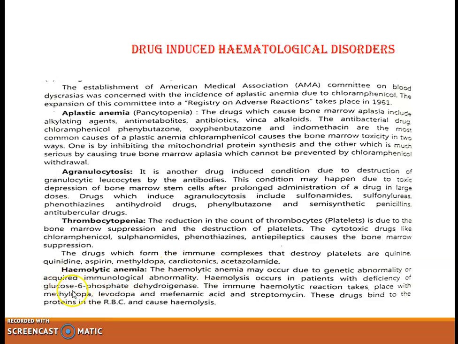Then comes hemolytic anemia. It may occur due to a genetic abnormality or an acquired immunological abnormality. Hemolysis occurs in patients with deficiency of glucose-6-phosphate dehydrogenase. The immune hemolytic reaction takes place with methyldopa, levodopa, mefenamic acid, and streptomycin. This drug binds to the protein in the RBC and causes hemolysis.